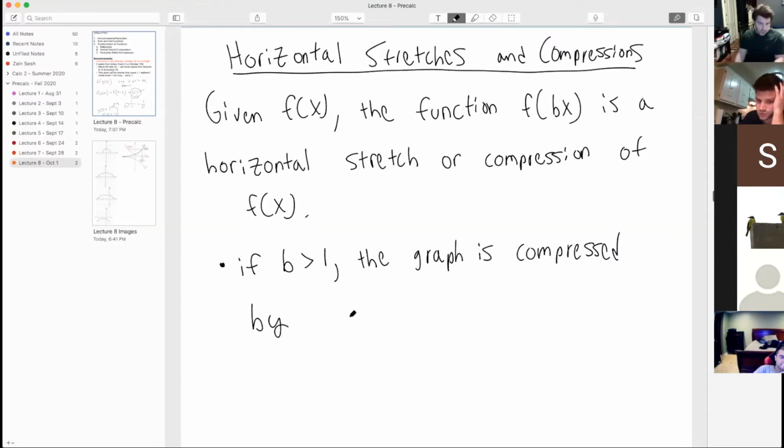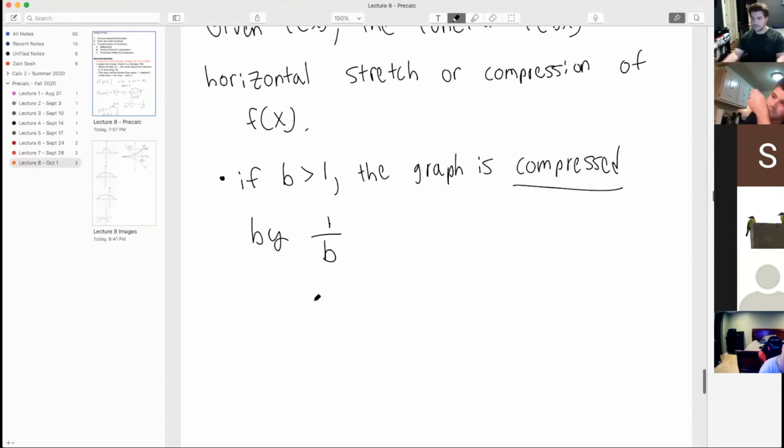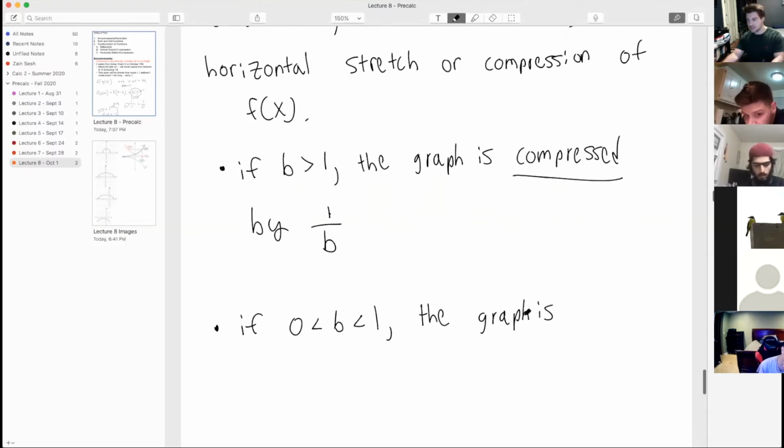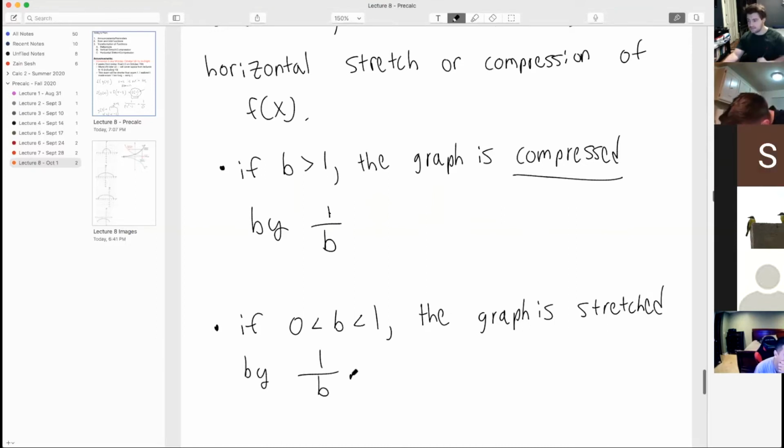If b is greater than 1, the graph is compressed by 1 over b. Okay, so maybe it's not quite what you think. It's actually compressed by 1 over b, not b, the reciprocal of it, 1 over b. And the same thing: if b is between 0 and 1, the graph is stretched by, again, 1 over b.